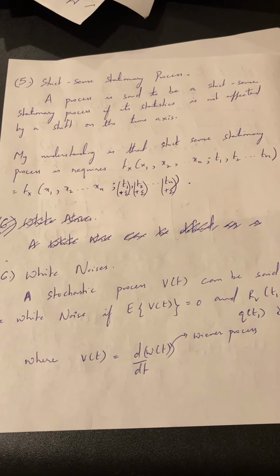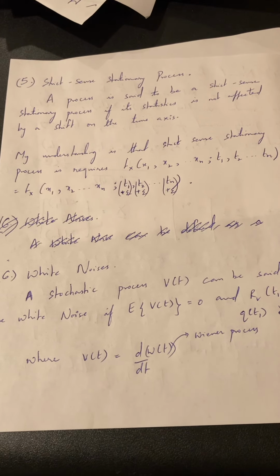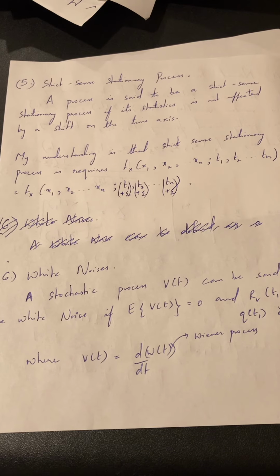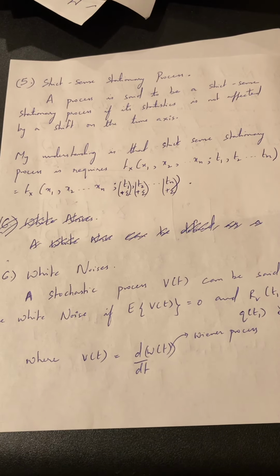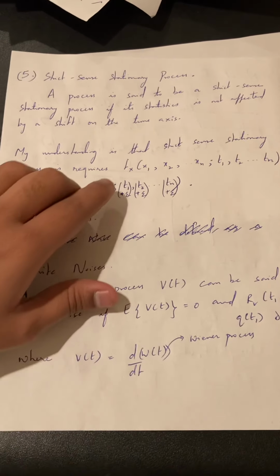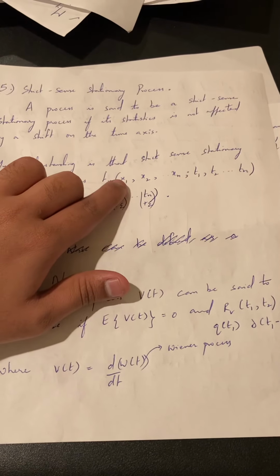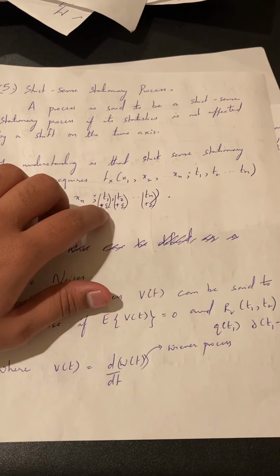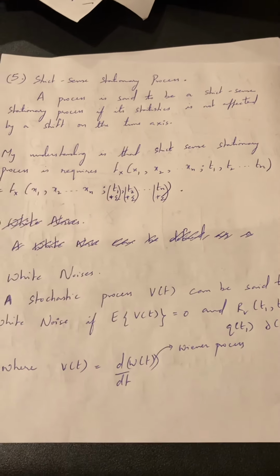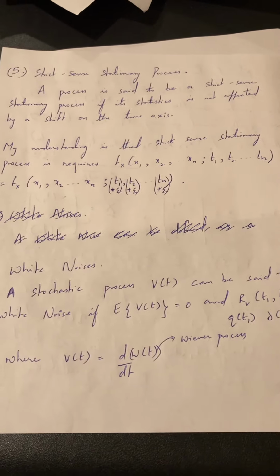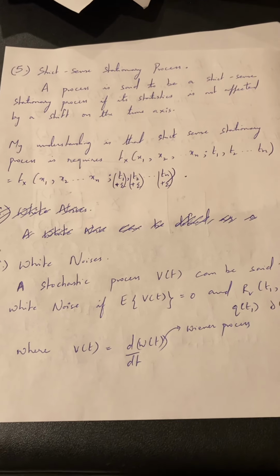So let us look at strict sense stationary process. A process is said to be strict sense stationary if its statistics are not affected by a shift on the time axis. So basically the density function remains the same with respect to x and t with the change in epsilon as well. So this is what I've understood about strict sense stationary process.